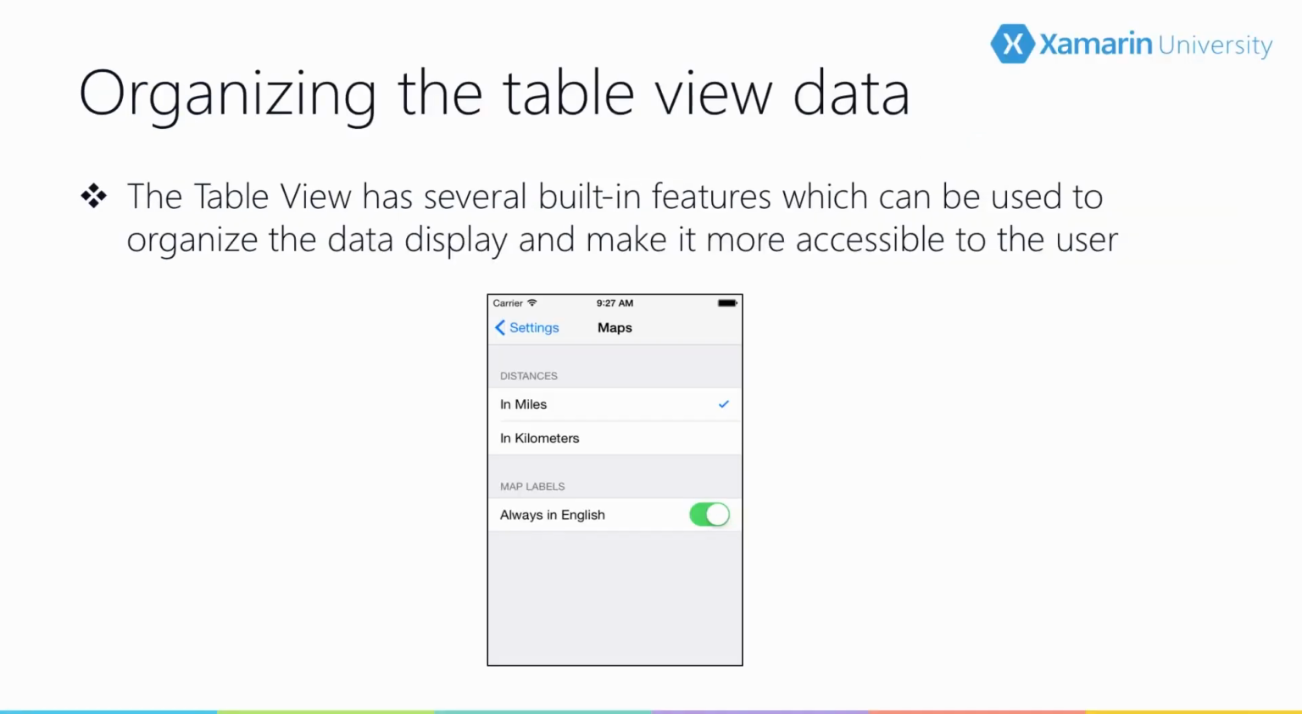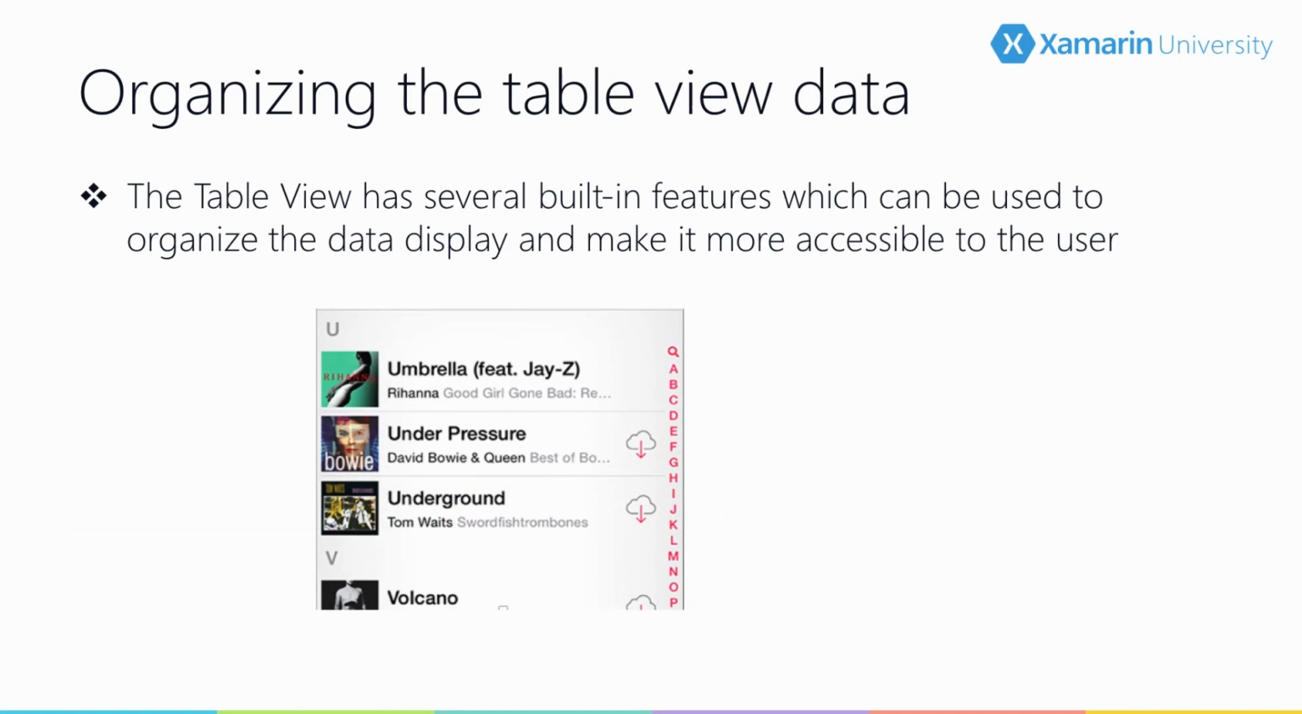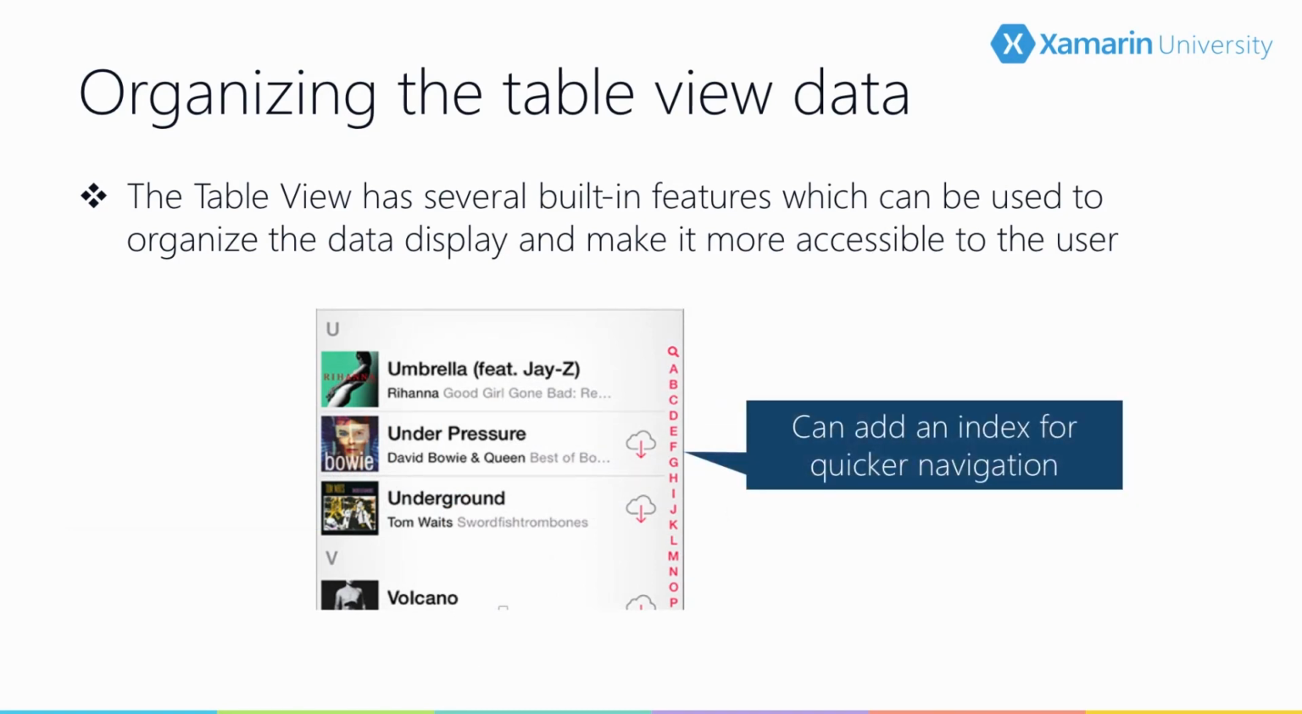The table view has been designed to display data organized into logical groups and includes several useful features to help visualize the separation between each section. This includes adding white space between the sections. And if your data is organized and structured into groups, an index can be used to quickly jump to a specific group.